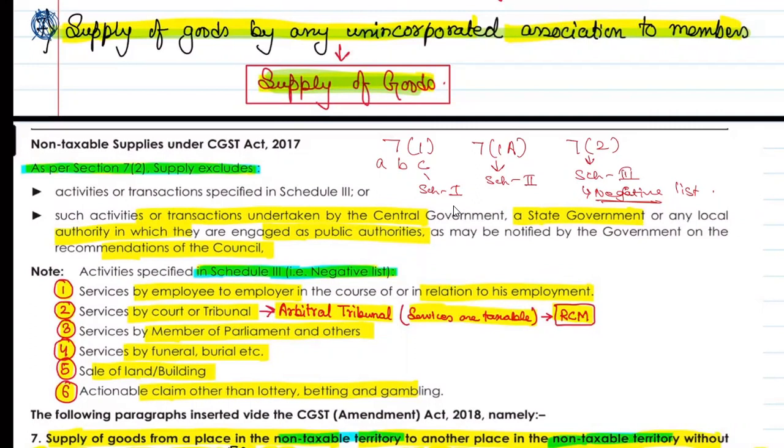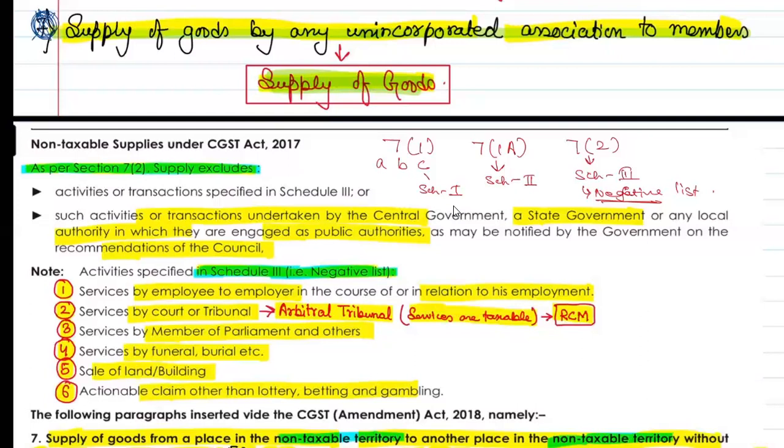The best example is government medical shops. They will never collect GST. But if you go to a private medical shop, there will be some GST on it. Similarly, at ration shops, I don't know how many of you know about ration shops, you'll see that goods are being sold there too, right? But there is no GST.